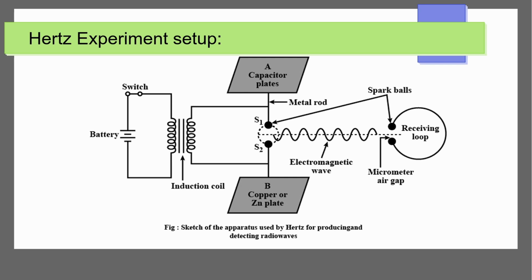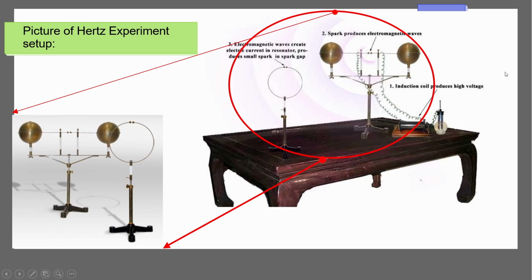The observations that Hertz made from this experiment were that the sparks in the receiver appeared only when the transmitter and receiver were aligned properly. He also observed phenomena like reflection, refraction, and interference, proving the wave-like nature of EM waves. So here is a real life setup of the apparatus that was created by Hertz.